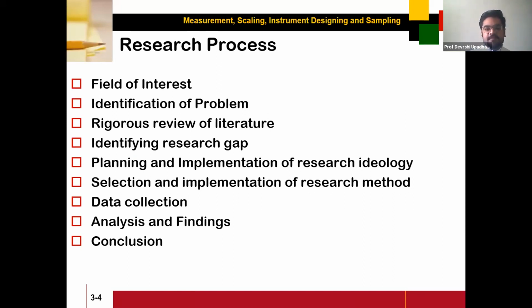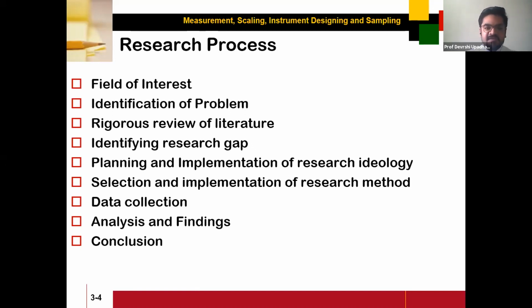After identification of the problem, and after the lot of review of literature that you have carried out, you need to identify the gap. Now, what is the meaning of gap? Gap is nothing but the difference between expectation versus reality. You just need to gauge, measure, and analyze that gap.